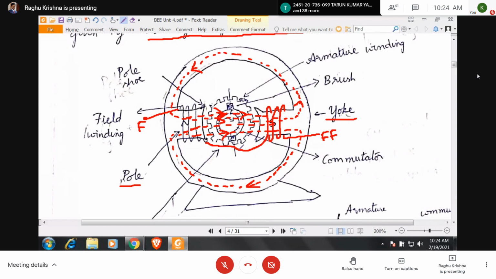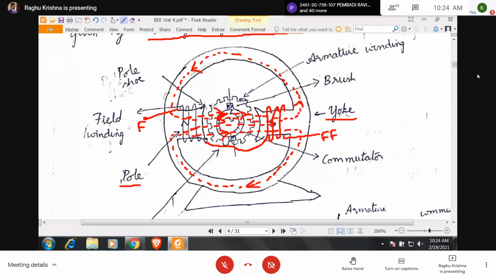Next, you have this armature. So here, step by step we shall go. Here the yoke is completed, the outer frame and the stator core. Next, the pole shoe is completed. Next, coming to the armature. The rotating part is called the armature.